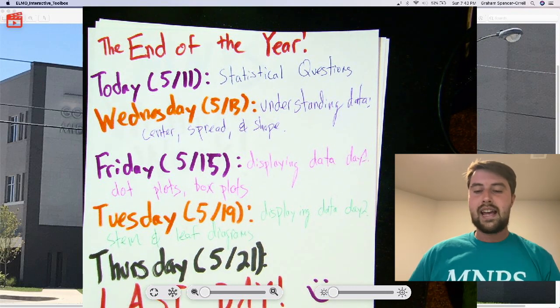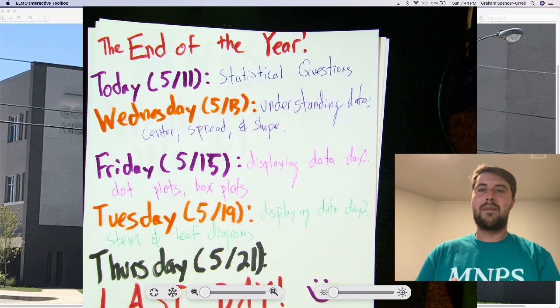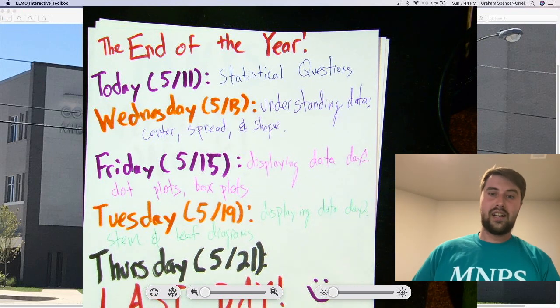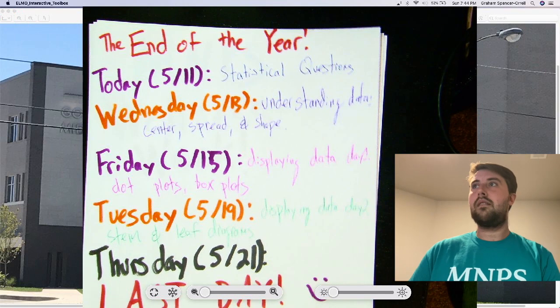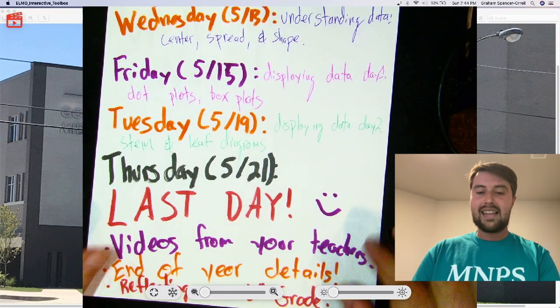And then Tuesday, on the 19th, we'll be displaying data, day 2. We'll look at stem and leaf diagrams. Those are some of my favorite. It'll also wrap up our math class lessons for the school year because Thursday, May 25th, is the last day.